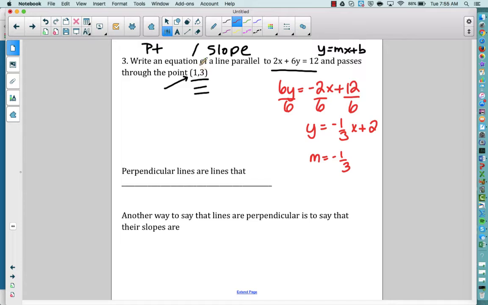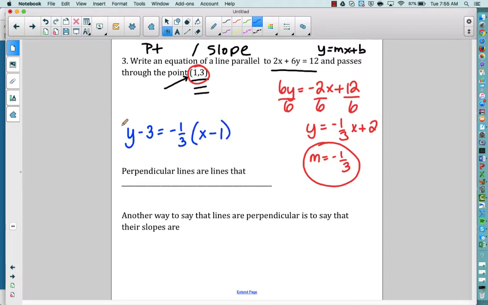All right, so now I have a point and a slope. So I've got my minimum, but the decision now is which equation should I write? Should I use y equals mx plus b, or should I use point slope? I use y equals mx plus b if I have a point and a y-intercept. I use point slope if I have a point and a slope, right? Point slope. I know, I'm funny. All right, so I'm going to use point slope, which is going to give me y minus 3 equals negative 1/3 x minus 1. And I'm done.